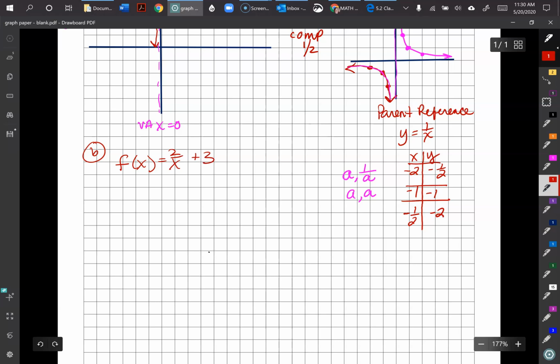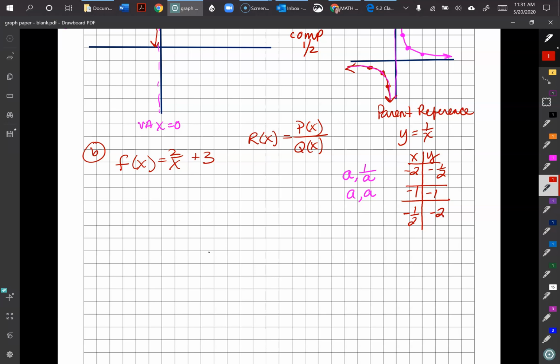f of x equals 2 over x plus 3. So to first write it as a single fraction so that we can have it in the form p of x over q of x. So that's what we're going for. We want it in this format so that we can get our rules that we just went over in our little checklist.